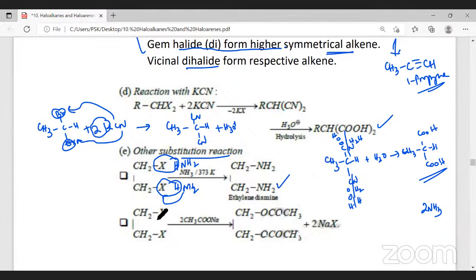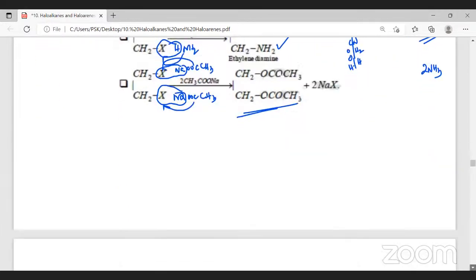Now, similarly, the next reaction, when dihalides are heated with sodium acetate. Sodium acetate I can write like this, CH3COONa. Likewise, I can write another. So what happened? Na and X get eliminated as NaX. Here also Na and X get eliminated as NaX. So what gets bonded? Oxygen gets bonded here also. So CH2OCOCH3, CH2OCOCH3. All right, this is a substitution product.